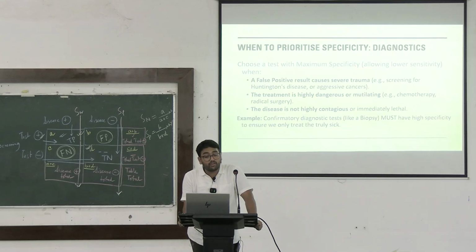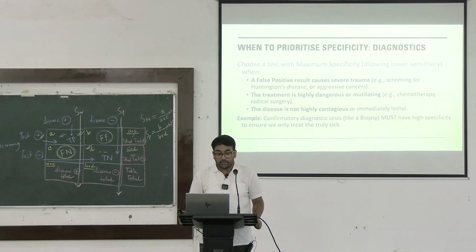I will avoid false positives, isn't it? Chemotherapy will cause someone to become bald. Very problematic. Radical mastectomy, very problematic. Limb amputation, very problematic. We cannot afford to have false positives, right? So their specificity is of utmost importance.